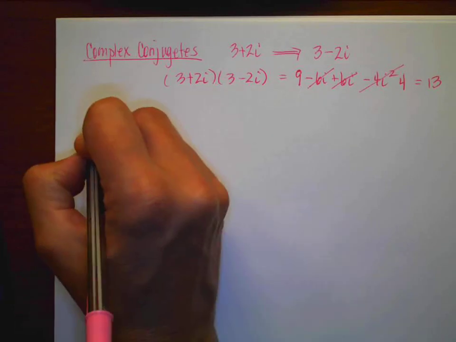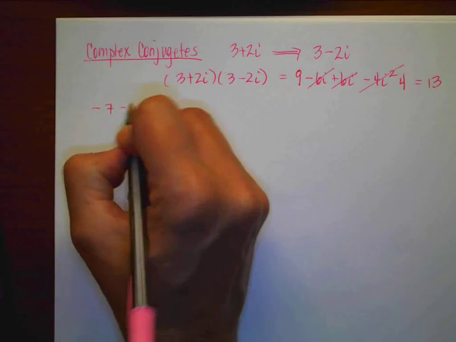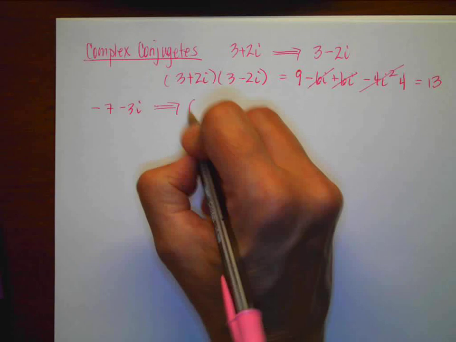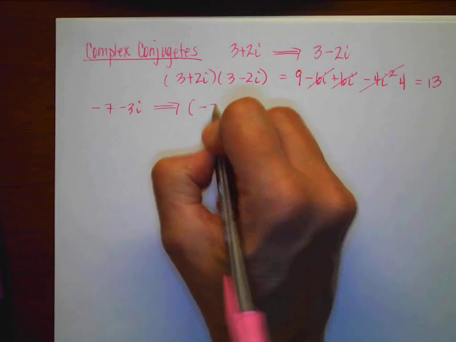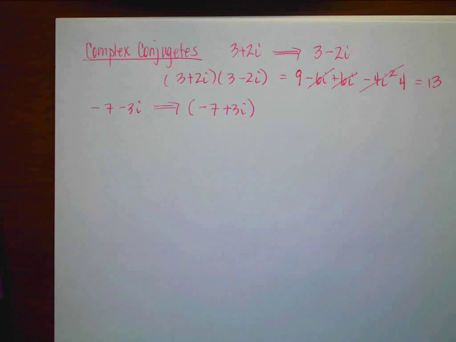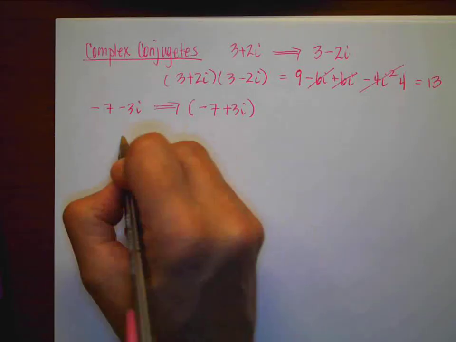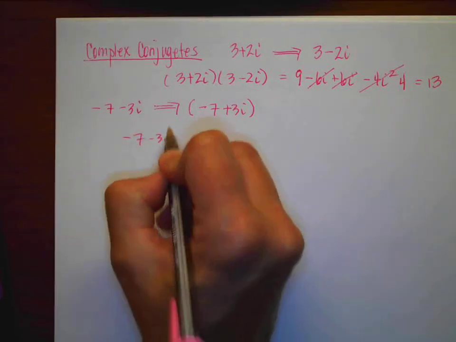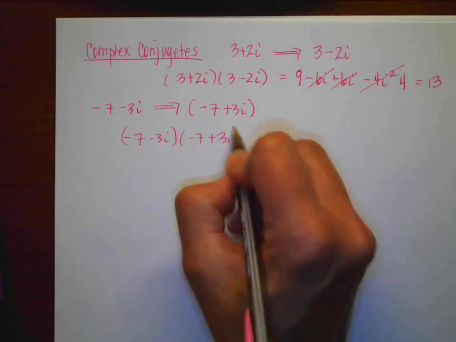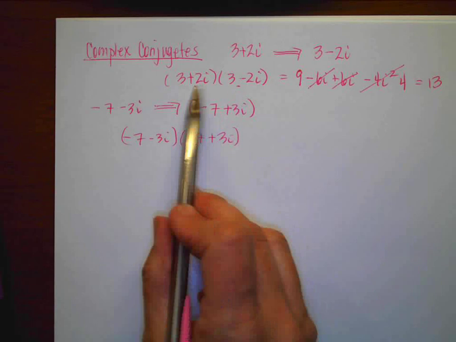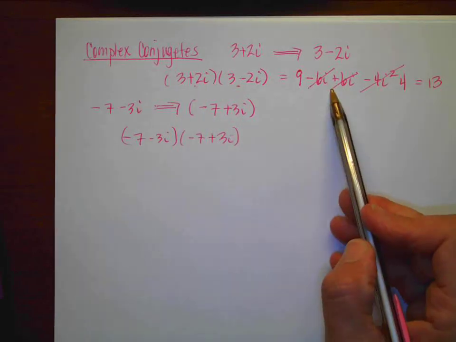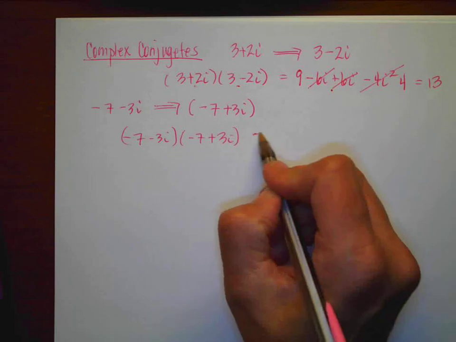Okay? So let's do another one. Let's say I had a negative 7 minus 3i. The complex conjugate would be a negative 7 plus 3i. Okay? And let me show you again what happens if I multiply those two together. Alrighty, and actually I'm going to take a shortcut because if you'll notice, this is a difference of two squares. And in a difference of two squares, the middle terms always cancel.